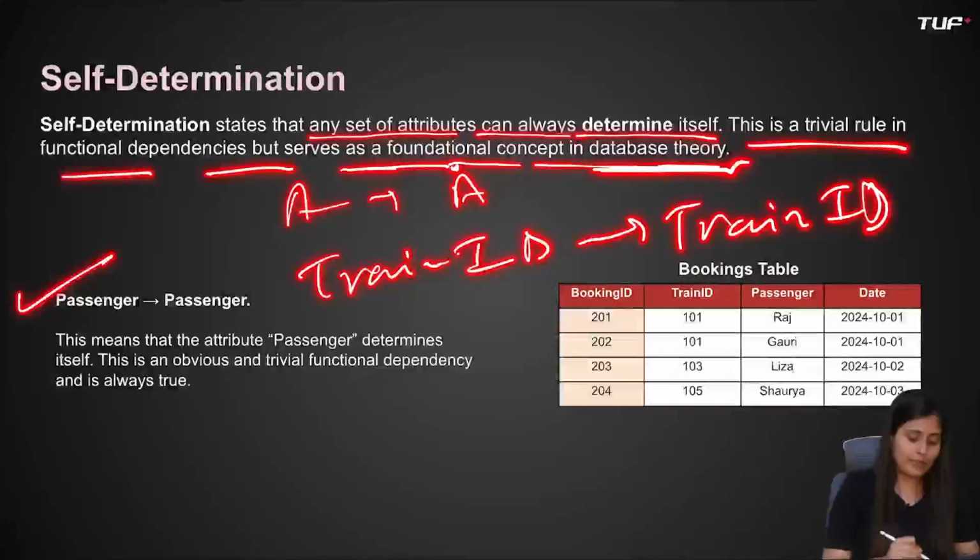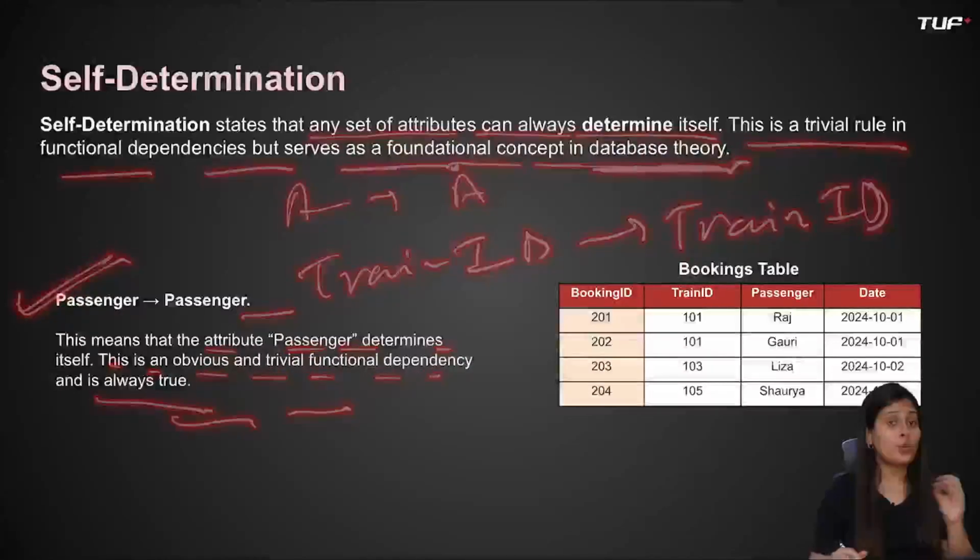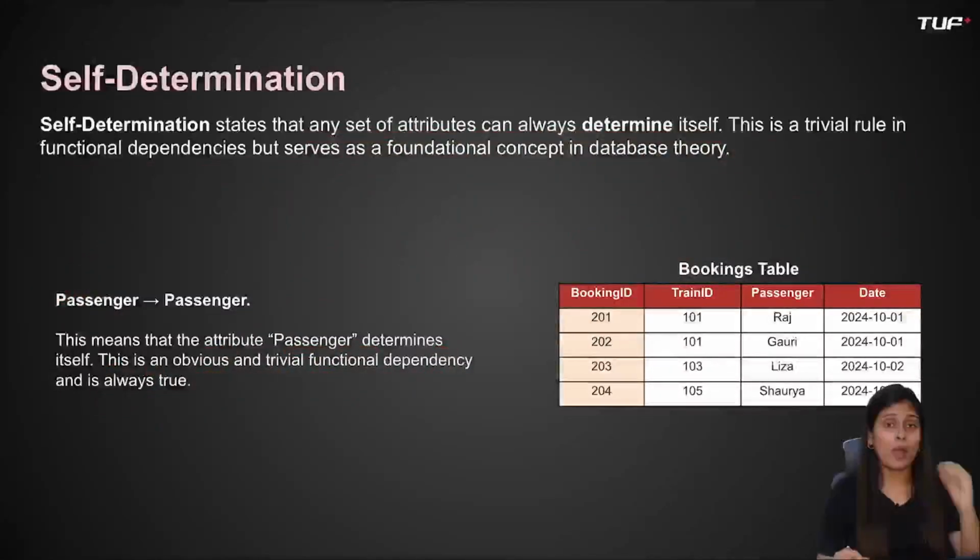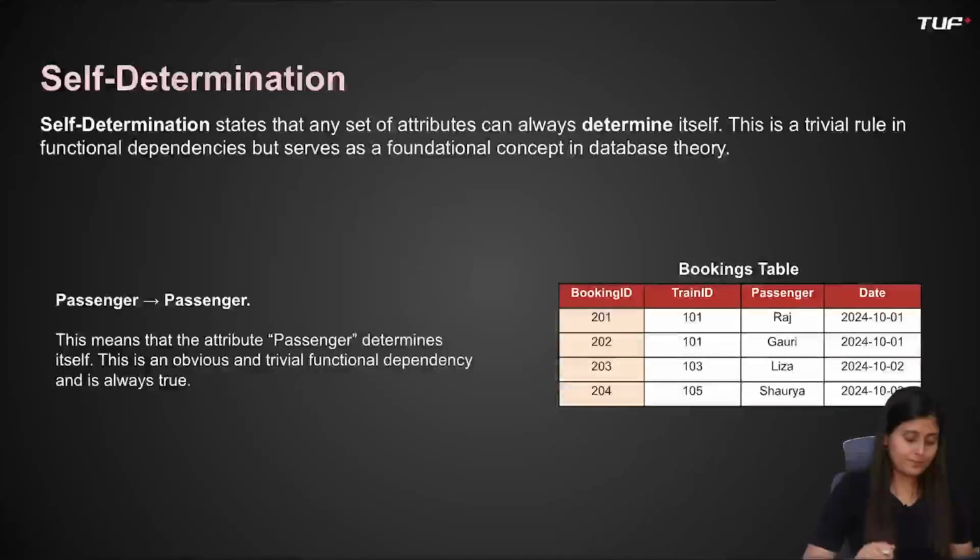So passenger defining passenger, it is a self-determination. This means that attribute passenger determines itself, and this is obvious and trivial functional dependency, as we know that it is always true and that is not going to add any new information. That is why it's a trivial dependency. And it is true for each and every attribute, whether they are primary or non-primary.